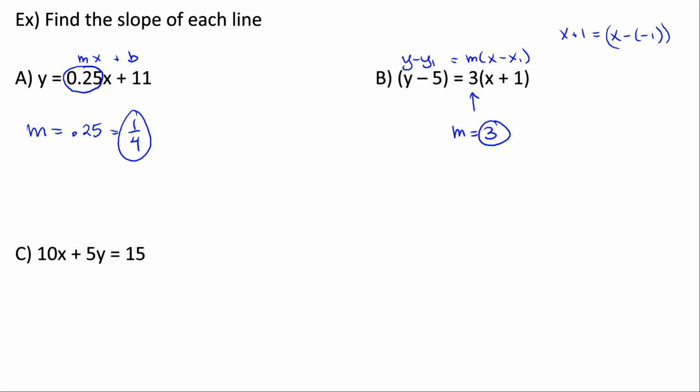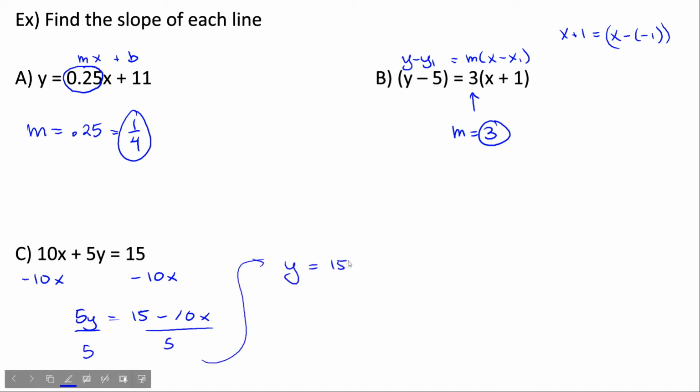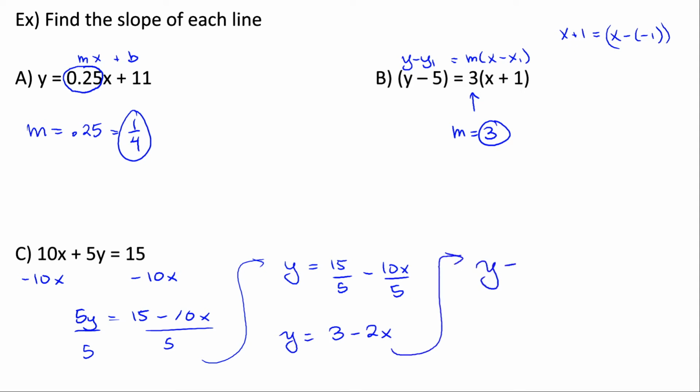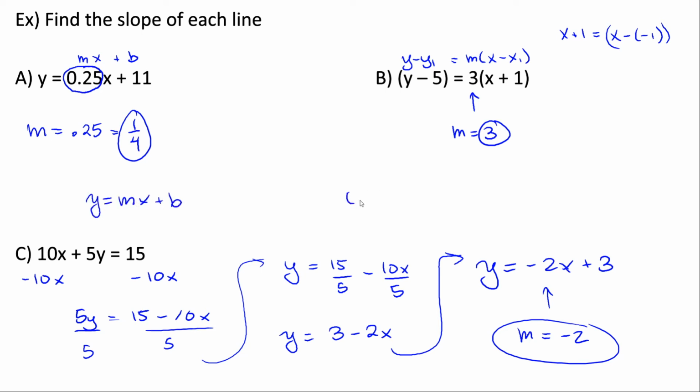In order to do that, we want to isolate y and solve for it algebraically. So first we'll subtract 10x from both sides, and divide both sides by 5. Y is equal to 15 over 5 minus 10x over 5. Y is equal to 3 minus 2x, which we can rewrite as y equals negative 2x plus 3. Now that we have it written in slope-intercept form, we can easily see that our slope is equal to negative 2. So our slope was not 10. Remember, you can only figure out the slope directly from looking at the equation of the line if it's either in slope-intercept or point-slope form.